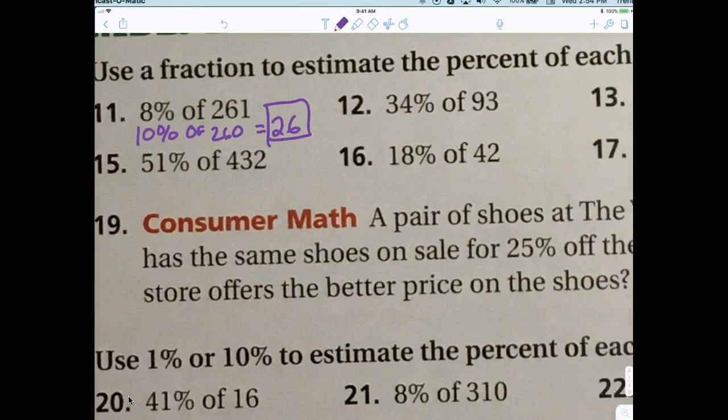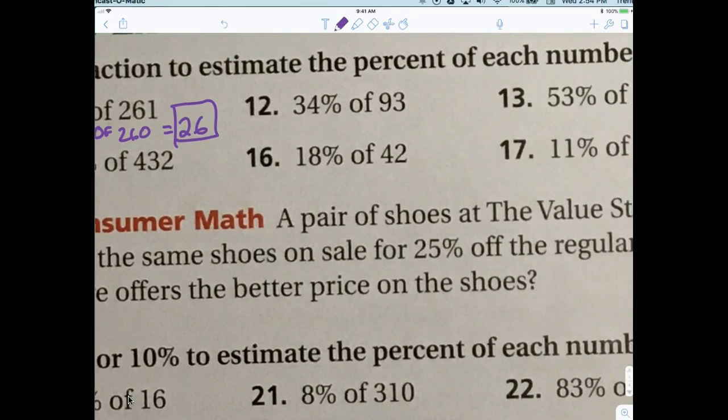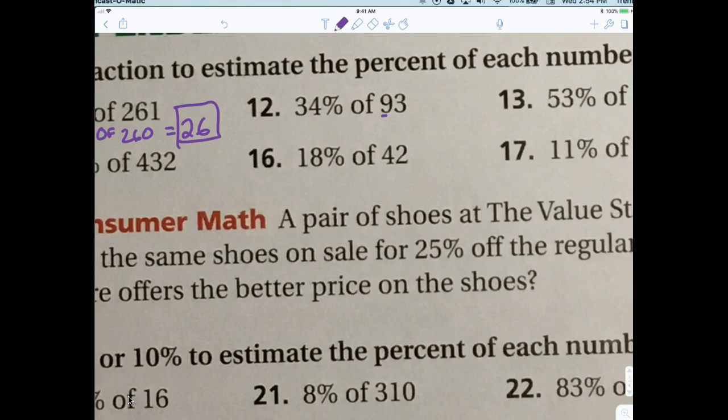Listen to me now on number 12. All right? 34% is kind of in the middle. Do you agree this is pretty close to what? 25. What would be a better number since I'm dealing with percentages? Does everybody see what he's saying? So if this is close to 100 and I make it 100, what would 34% of 100 be?